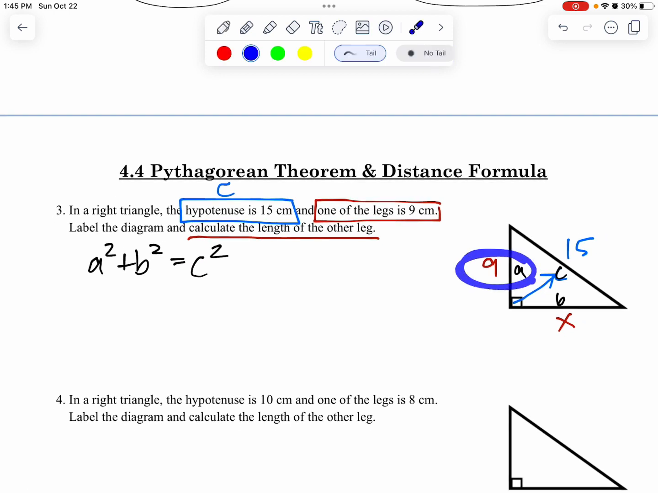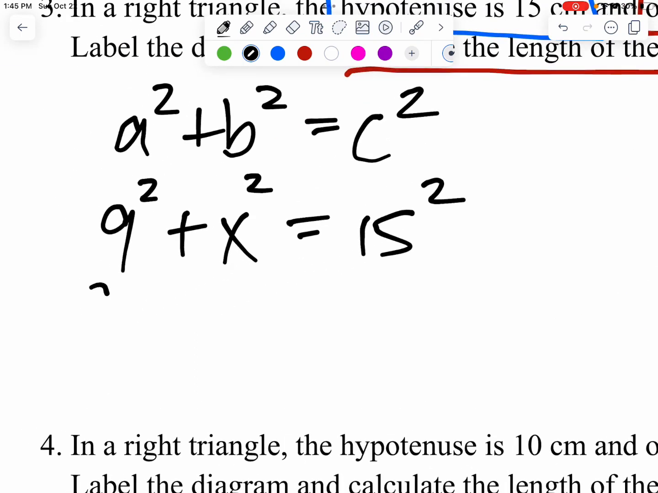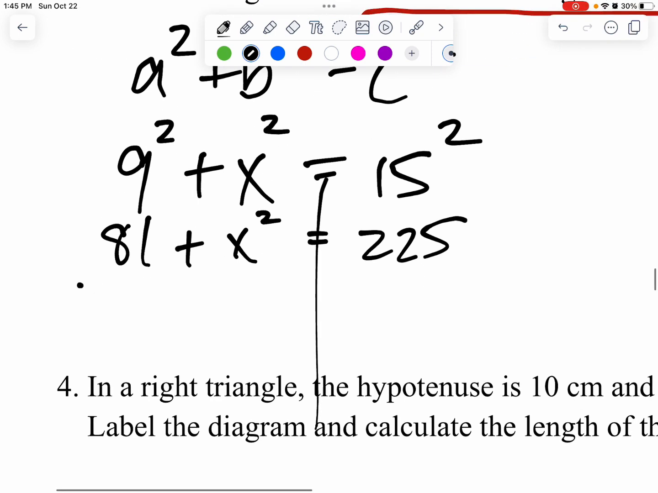Next to the A, I wrote 9, so I'm going to put 9 squared. Next to the B, I wrote X, so I'm going to put X squared. And next to the C, what do I have? 15. So I'm going to put 15 squared. Okay, now I'm going to solve this thing. 9 squared is 81. You can check it in the calculator. It's 9 times 9. 15 times 15 is 225. I'm going to subtract 81 from both sides.